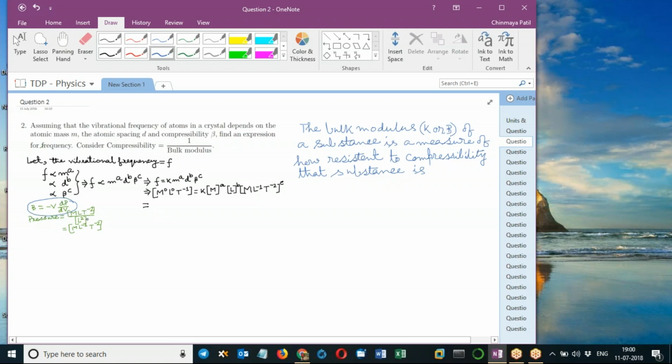So we know the dimension of pressure. Dimension of pressure is force per area. What is force? Force is M L T to the power minus 2, divided by L squared. That becomes M L to the power minus 1 into T to the power minus 2, that is the pressure. So now that becomes M L to the power minus 1, correct, exactly. L to the power minus 1.